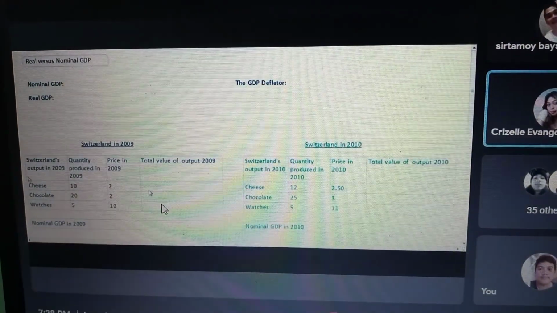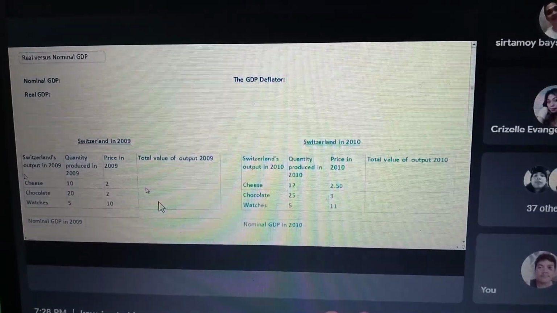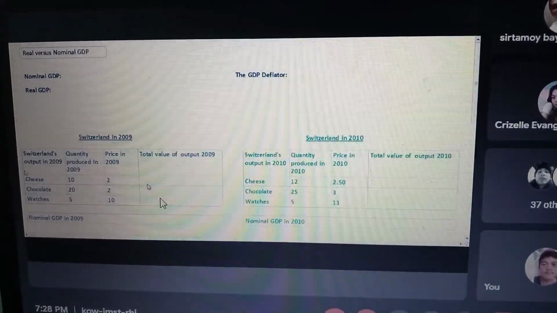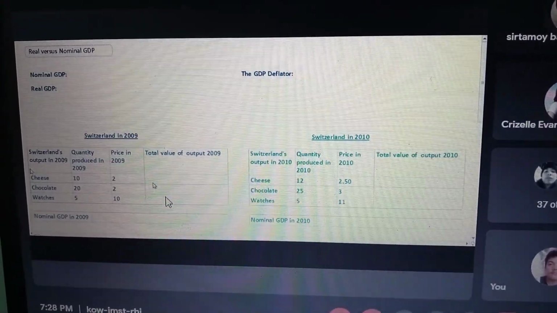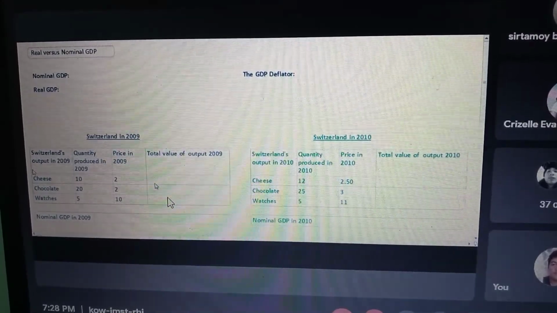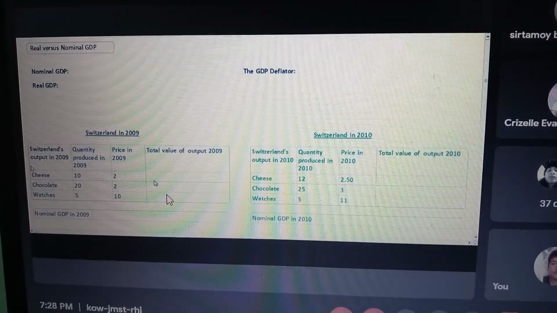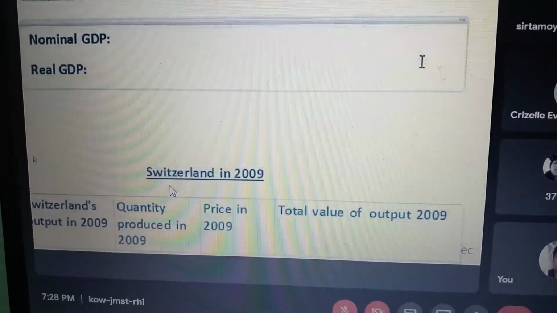This lesson is going to distinguish between the nominal GDP of a nation and the real GDP of a nation. We're going to use an example of a simplified economy in which only three goods are produced between 2009 and 2010. First, let's go back and define GDP.